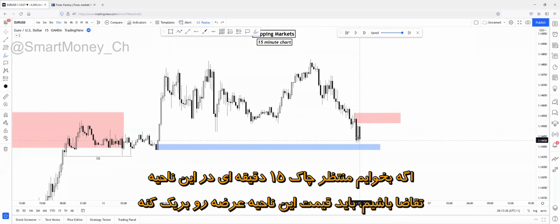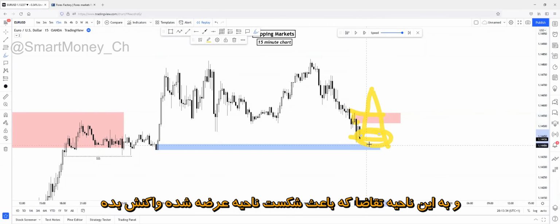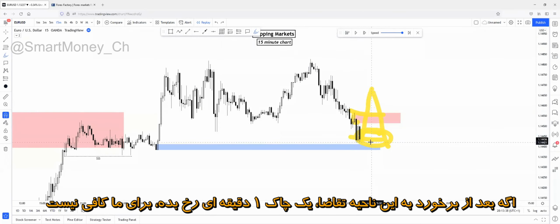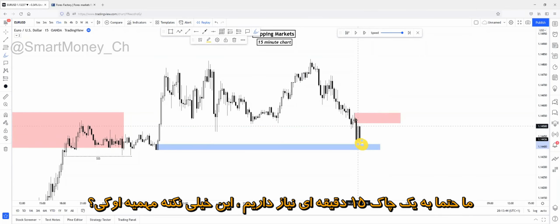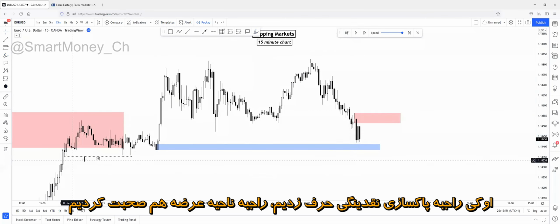If we are waiting for a 15-minute change of character after a tap of this zone, we will need a break. We will want to see the break of this supply zone and the breakthrough of this supply zone and the reaction on this 15-minute demand zone that was leading to a break of this supply zone. If a 1-minute change of character happens on the 1-minute chart after a tap of this zone, that won't be enough. We definitely need a 15-minute change of character. That's pretty important, okay? So we talked about the liquidity sweep, we talked about the supply zone.